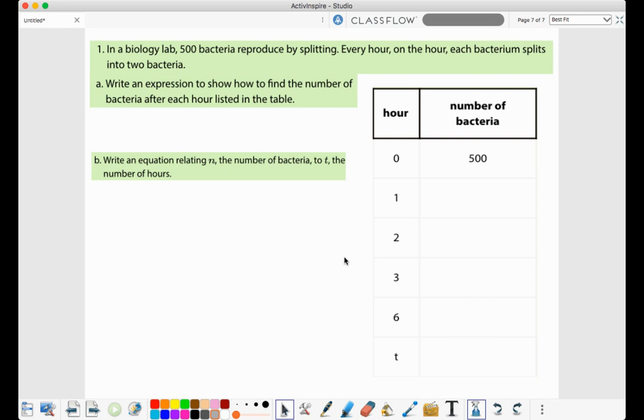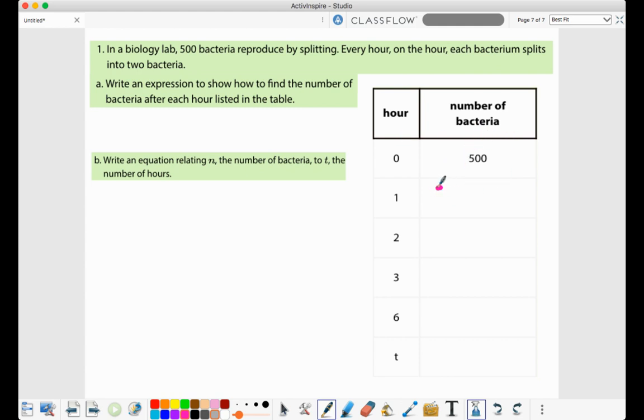Let's take this idea of exponents and apply it to a real world situation. So, this first problem that we're doing, it says in a biology lab, 500 bacteria reproduce by splitting. Every hour, on the hour, each bacterium splits into two bacterium. So, what we're going to do here is we're going to take this idea and put it into this table. So, to start off, we have 500 bacteria.